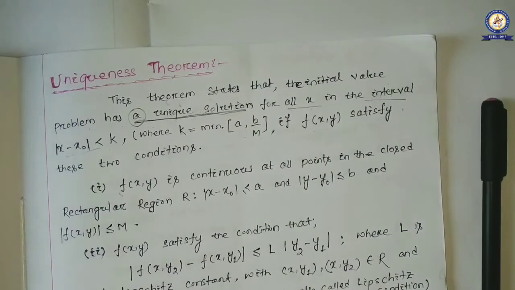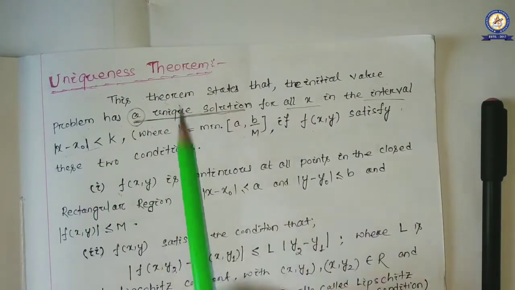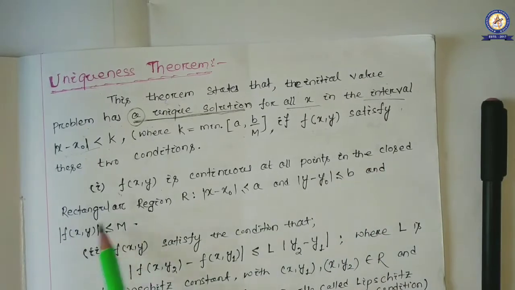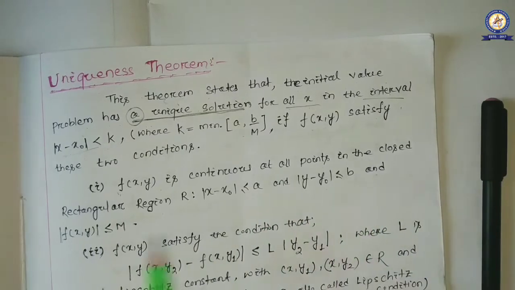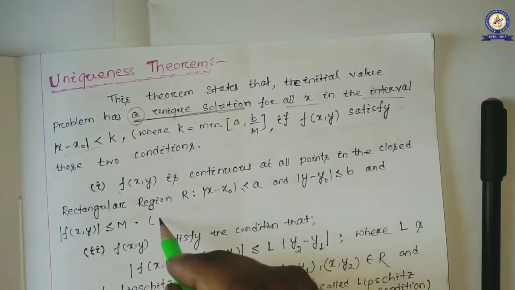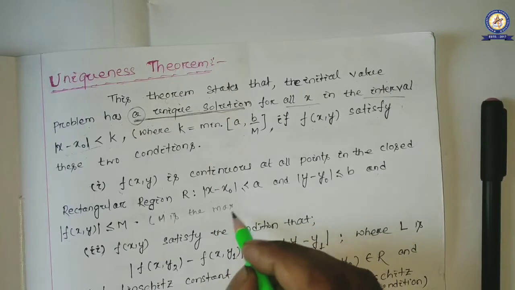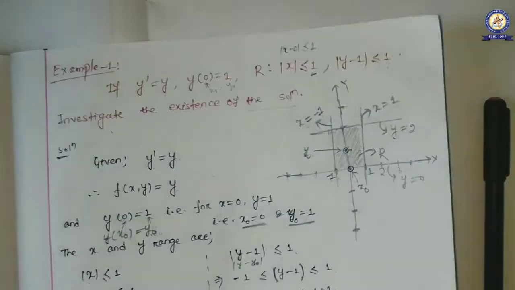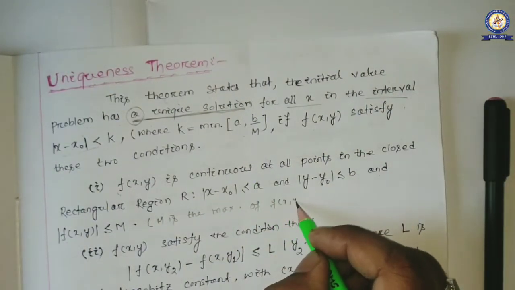Now the two conditions for the uniqueness theorem are: f(x,y) is continuous at all points in the closed rectangular region, that means |x - x0| ≤ a, |y - y0| ≤ b, and |f(x,y)| will be less than or equal to m, where m is the maximum of |f(x,y)|.